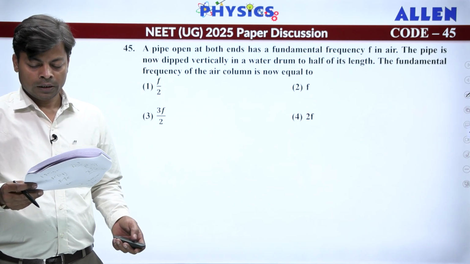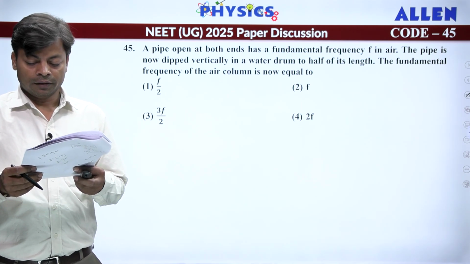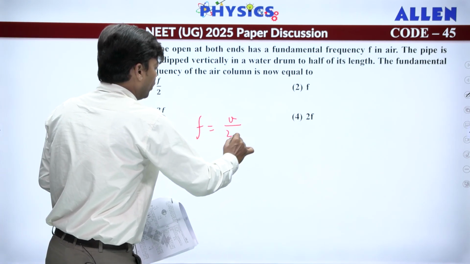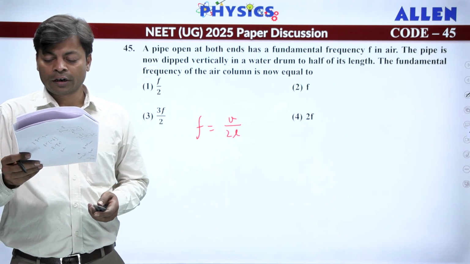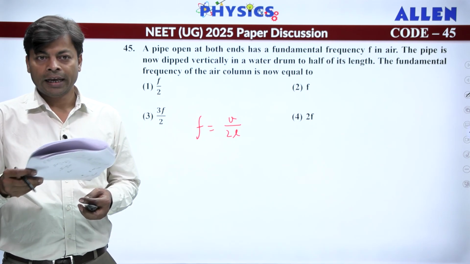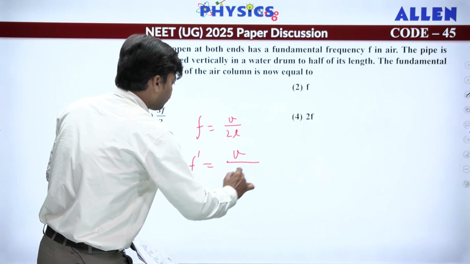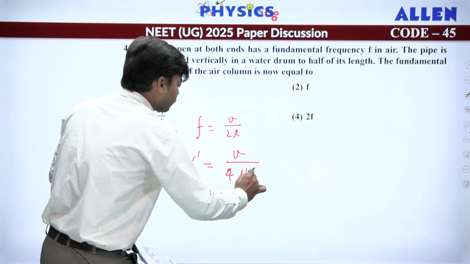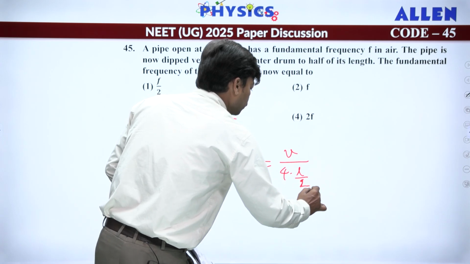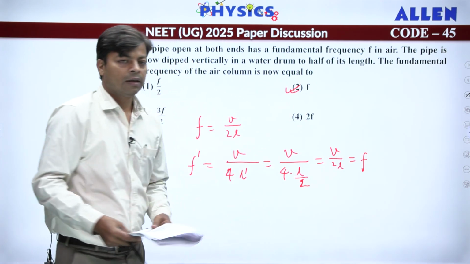Last question. A pipe open at both ends has a fundamental frequency F in air. The pipe is now dipped vertically. So F for open at both ends is going to become V by 2L. That's the total length. Now it says that the pipe is now dipped vertically in a water drum to half its length. So new length is becoming L by 2 and now it is becoming a closed pipe. So F dash will become, for that of a closed pipe, V by 4 into L dash. What is L dash? L by 2 itself because half is dipped. L by 2, so this becomes V by 2L. It is nothing but F itself. So option number 2 will be the right answer.